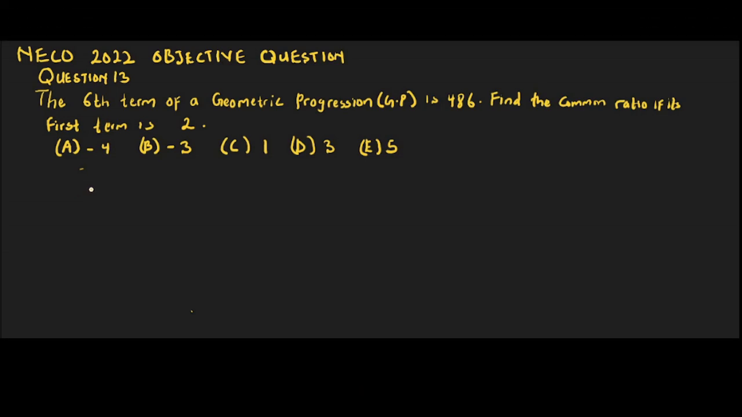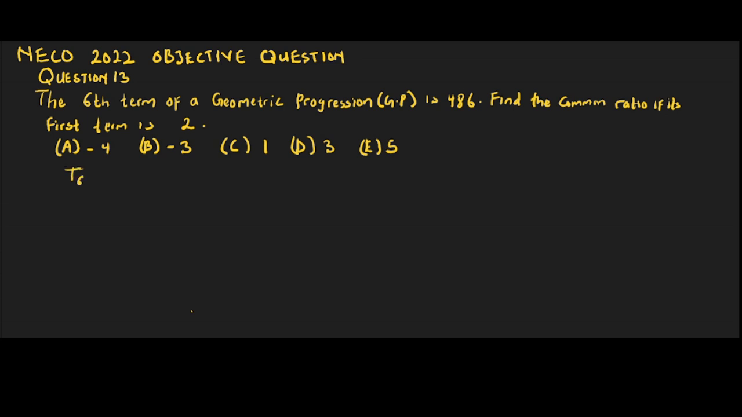Question 13 here. The sixth term of a geometric progression, GP, is 486. Find the common ratio if its first term is 2. In this question, you are being told that we're dealing with a GP and we are given the sixth term.